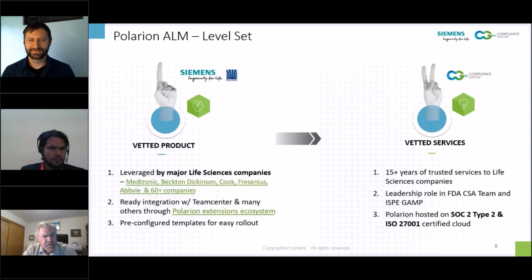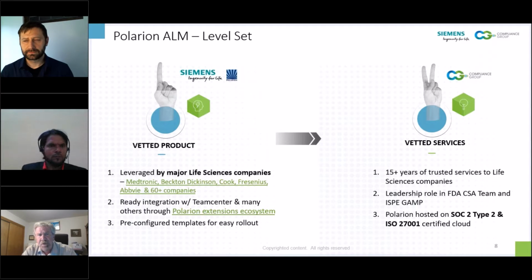So to kind of summarize this portion of the presentation and just do a level set with you, what we're providing and offering is really a vetted Polarion ALM product. It's been involved in many life sciences companies for more than a decade. It comes with a lot of integrations and other templates beside the one we're going to show you today. And those templates, when rolled out, help implementation time go faster. But we're also a services company. We've been doing validation services for more than 15 years. We've also taken a lot of leadership positions, both with FDA and ISPE GAMP, as we mentioned.